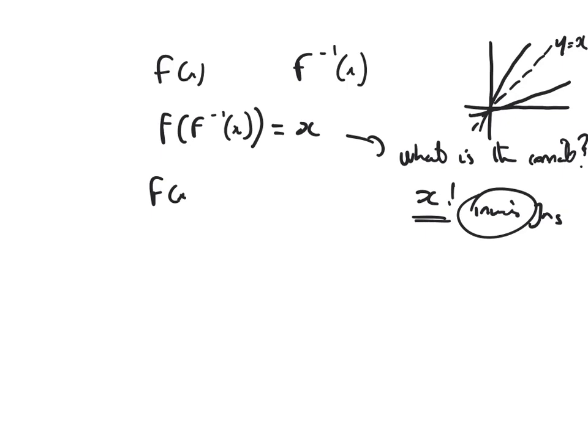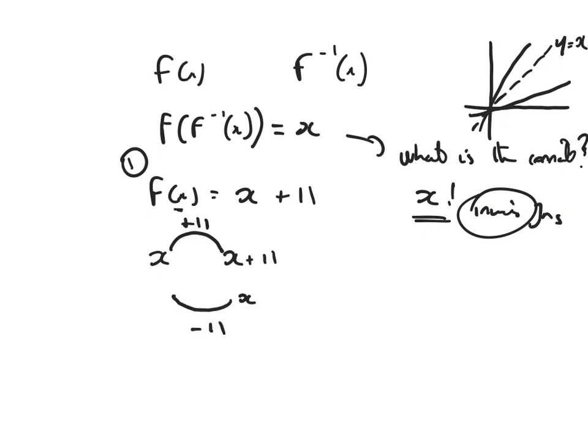So if we've got the function x plus 11, let's find the inverse function. A good way of doing this is starting with x. To get to the function f, x plus 11 gives me x plus 11. So the inverse function is to do the opposite, and that will be x take away 11. So if f of x is x plus 11, then the inverse function is x minus 11.